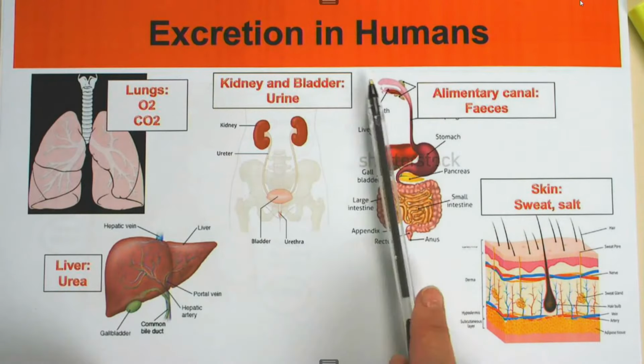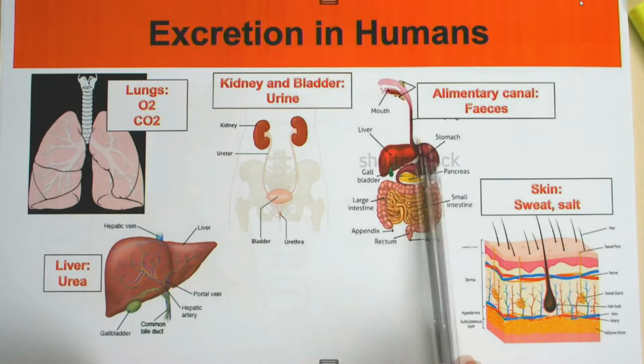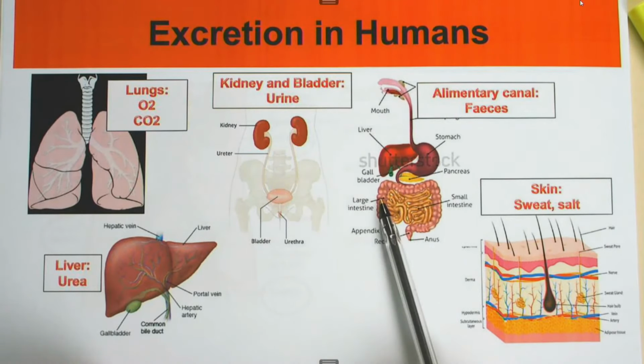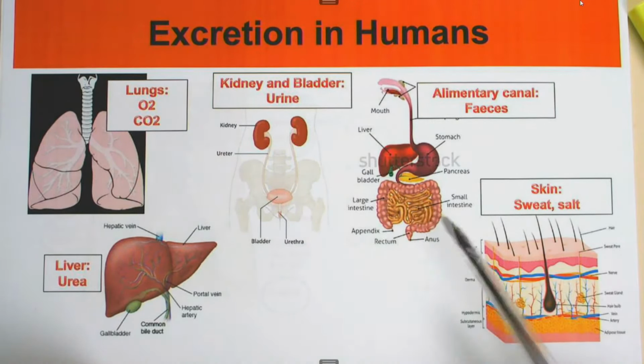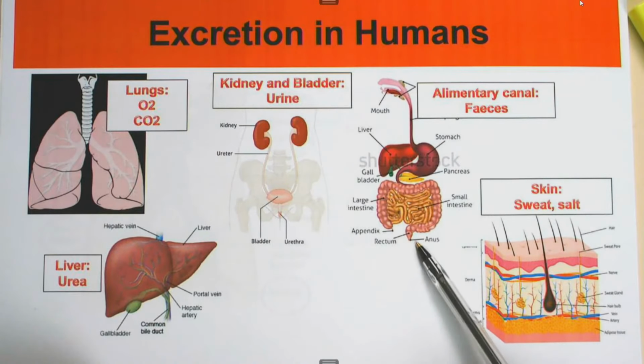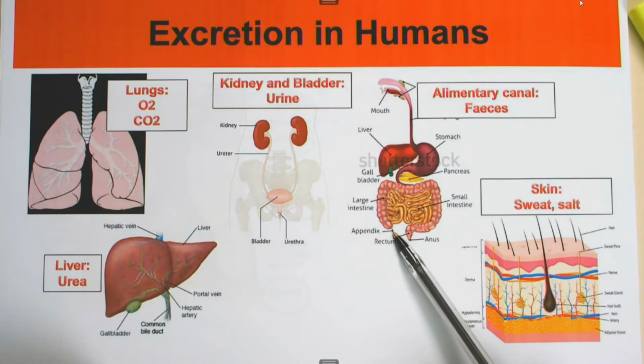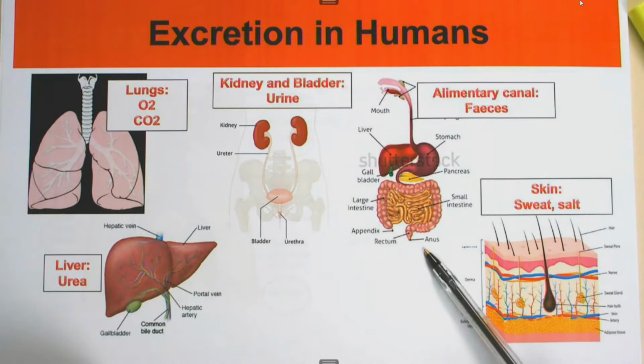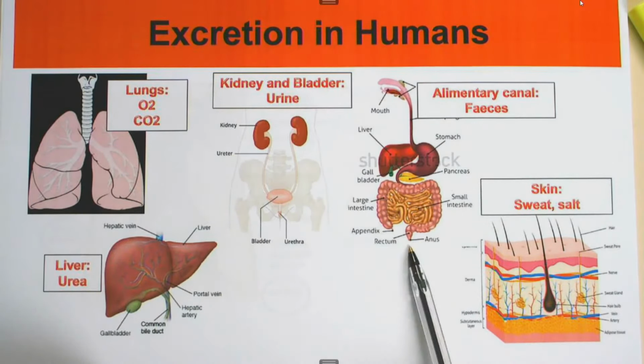The alimentary canal: there's the mouth, then there's the liver, the stomach, the pancreas, the large intestine, the small intestine, the rectum, and the anus, and the appendix, which is a vestigial organ. You already know that because you studied this ever since primary school. So what is excreted here? Feces, obviously, all of the fiber and other substances that your body no longer needs, it needs to come out.